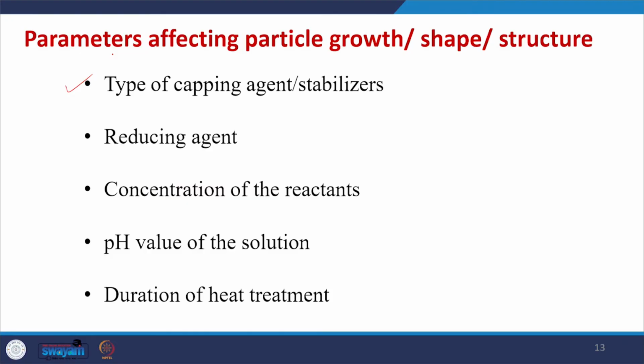The first one is type of capping agents or stabilizers. What kind of stabilizing agent you are using, based on that the size and shape of the particles may differ. And again, it depends on the reducing agent. In some cases, we have to use the strong reducing agent. In some cases, we have to use the weak reducing agent. And third one is concentration of the reactants and pH value of the solution. And finally, the duration of the heat treatment. The heat treatment favors more and fast nucleation.